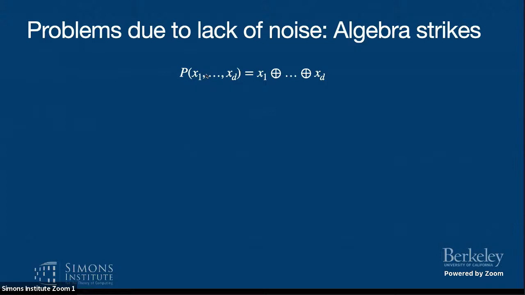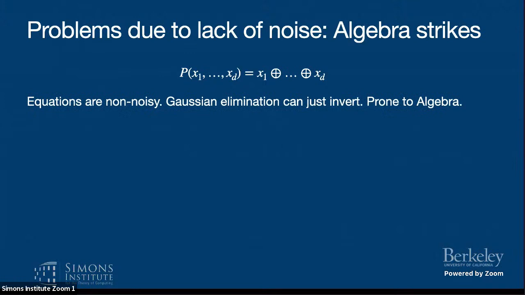you cannot hope to construct a secure PRG out of this, because our biggest worry is a very simple algorithm, Gaussian elimination. So it's really prone to algebra. Why this did not apply in the case of CSPs was because we had this flipping variable, where we were at random flipping those equations. And that flip actually just throws all the algebraic attacks out of the water, and we don't have to worry about them.